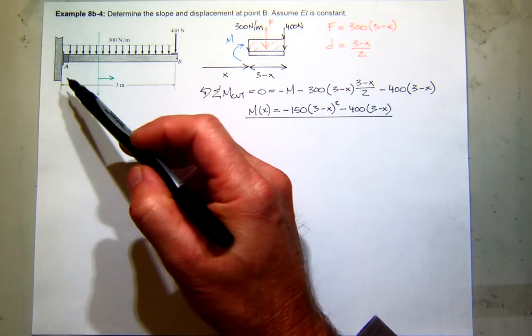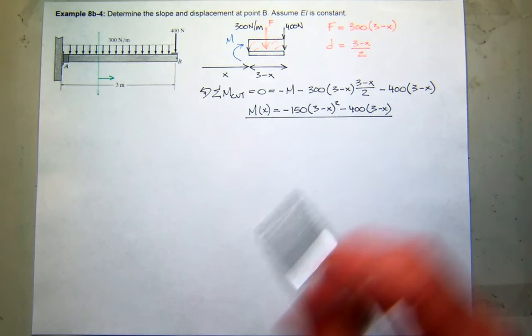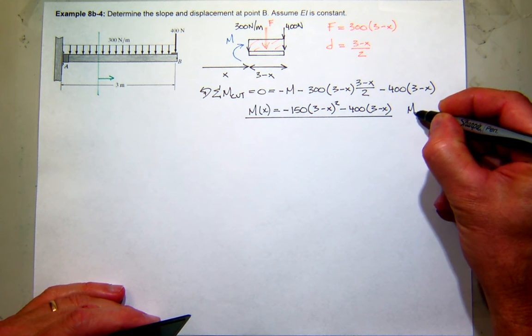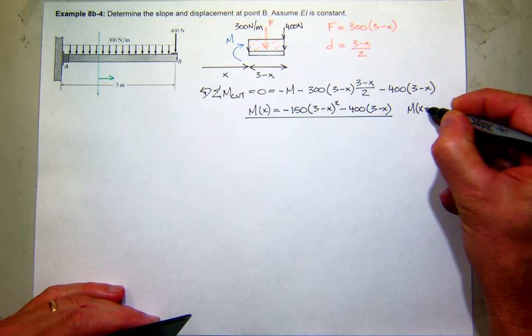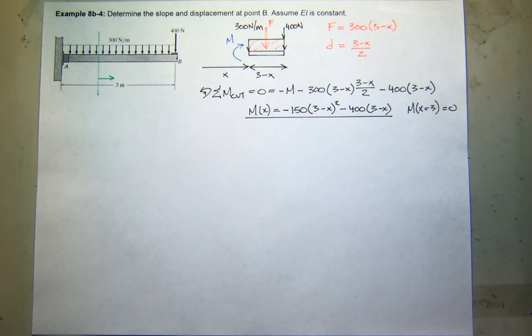Now, if I had found my reactions and I knew my bending moment at A, I could plug in x equals 0 here, and I could probably get that value. But I don't have that information. But I will write here that at x equal 3, it should be 0, and that is confirmed. So I've got my real moment.